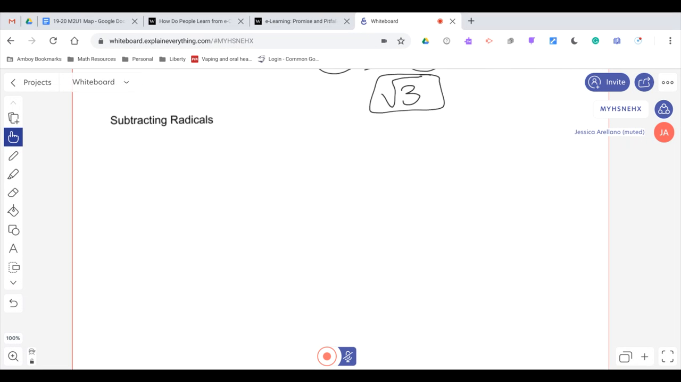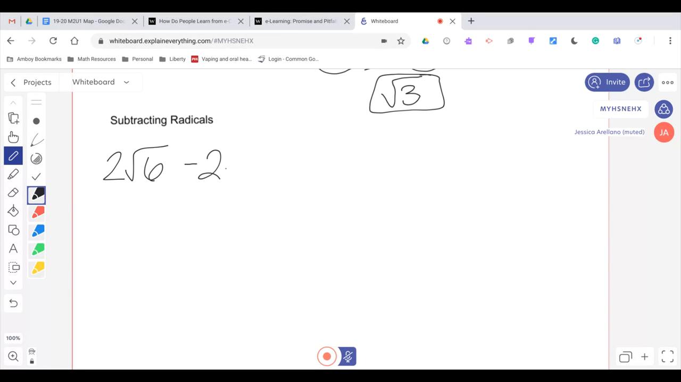Let's try a couple subtracting ones too. Let's say I have, we'll do 2 square root 6 minus 2 square root 24. Okay, my radicals are not the same, but let's see if I can simplify 24. 6 cannot simplify, 2 and 3 are its only factors, but 24 can break into 4 times 6. And the 4 will become a 2. So this is really 2 square root 6.